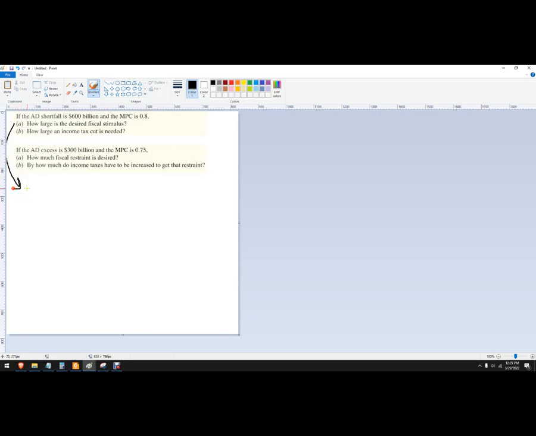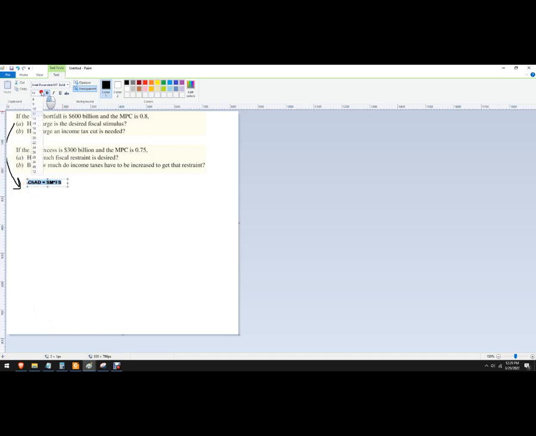Okay, so in order to do this, what I need to do is just set up a formula here. So it's change in aggregate demand equals the spending multiplier, I'm going to call that SM, times the amount of fiscal stimulus, okay? But the fiscal stimulus could just be like an amount of government spending.